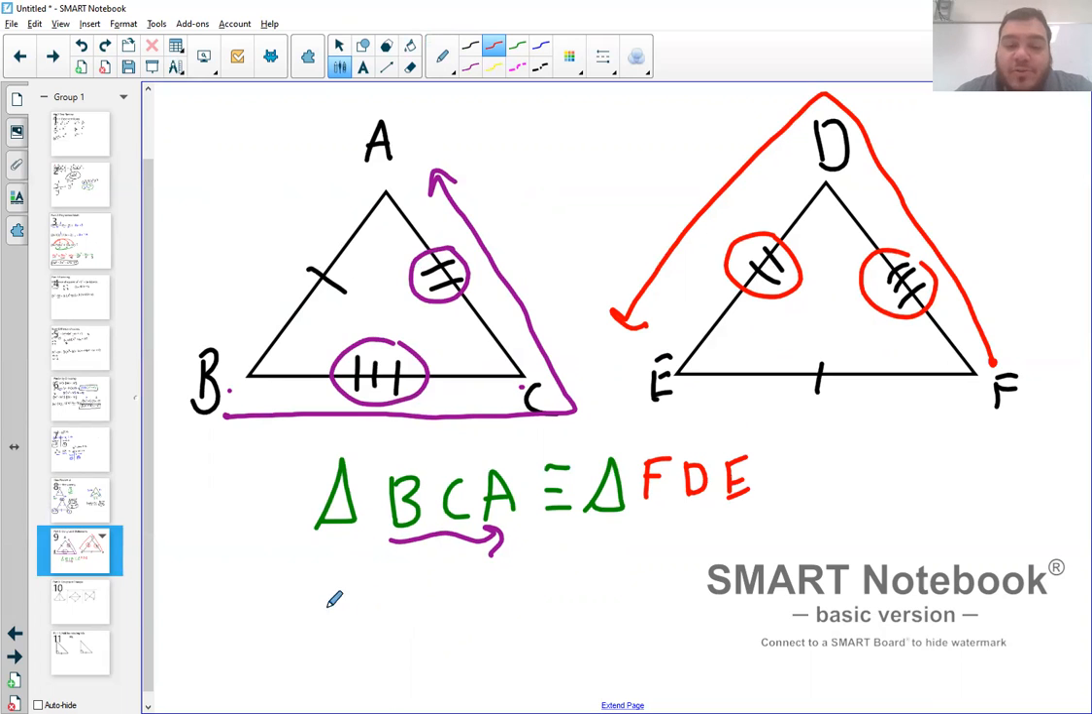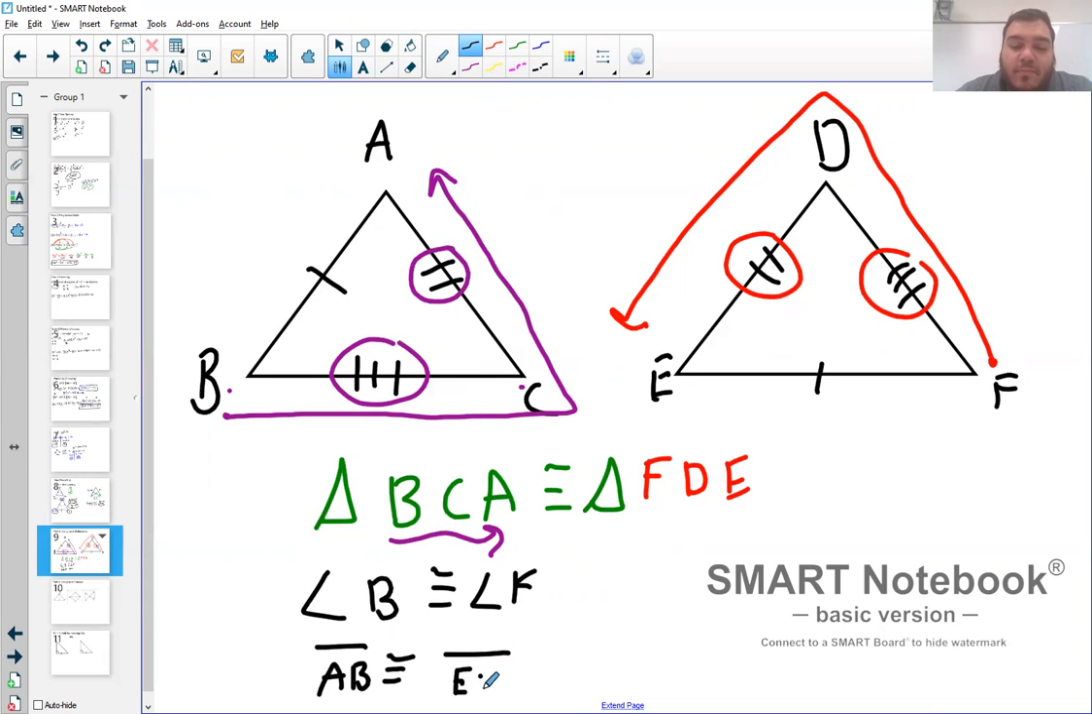So I could ask you for the whole triangle. I might even ask you for just a piece of it. So if I said what angle B should match with, you have to be able to tell me that matches the angle F. If I ask you line AB, what does that match with? You have to tell me that matches with line EF. So you got to be able to tell me what it matches with.